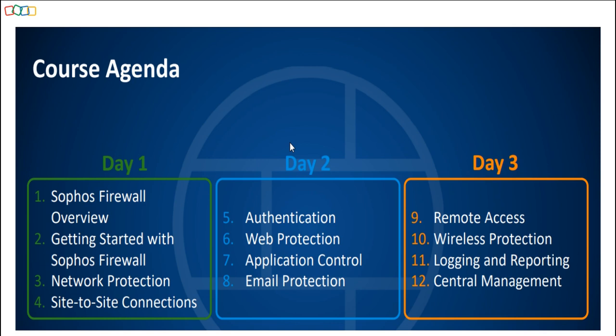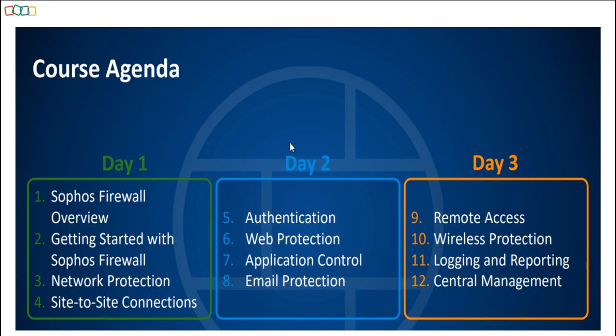So our agenda for this course covers the 12 modules as shown here. First would be the Sophos Firewall overview. Second would be getting started with Sophos Firewall. Third, network protection. Fourth would be site-to-site connections. Fifth would be authentication. Sixth would be web protection.